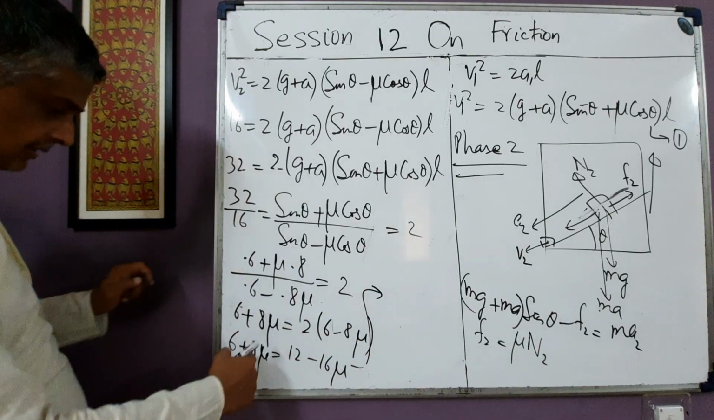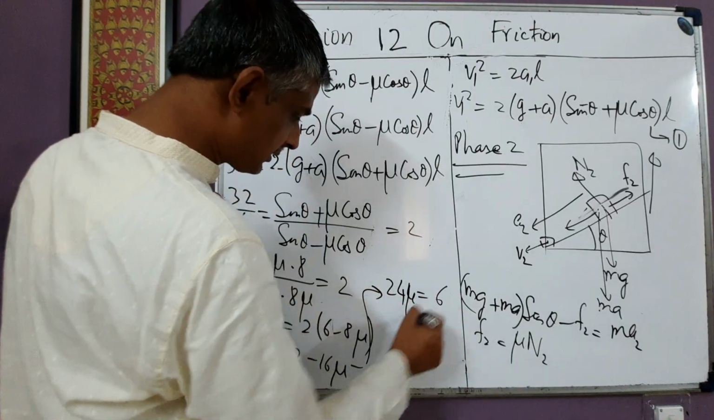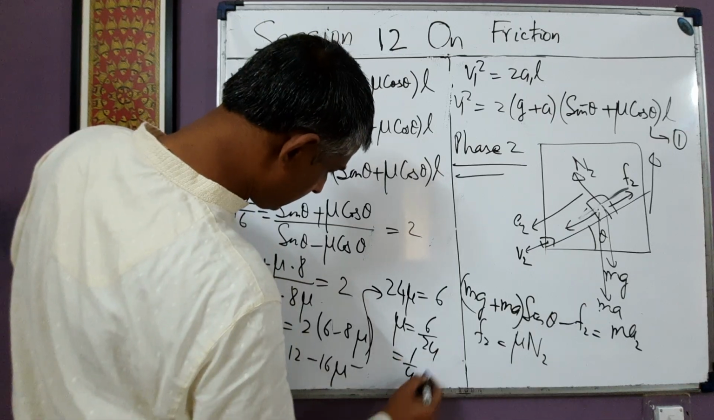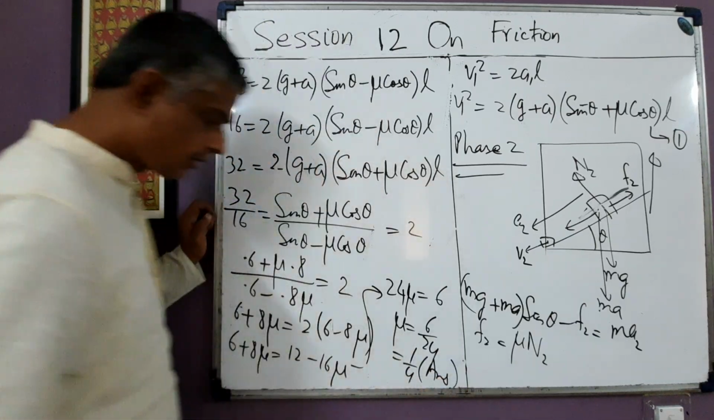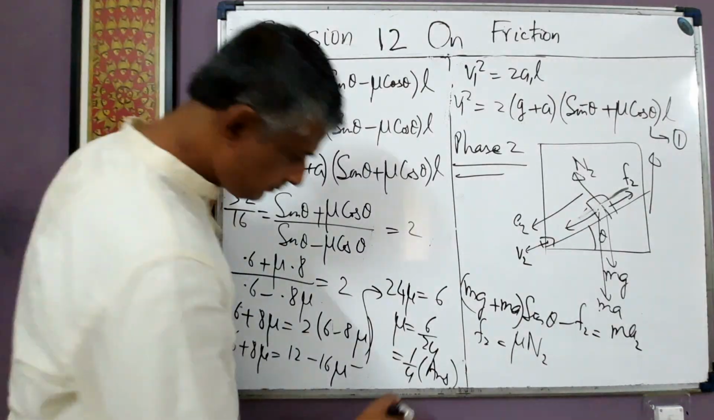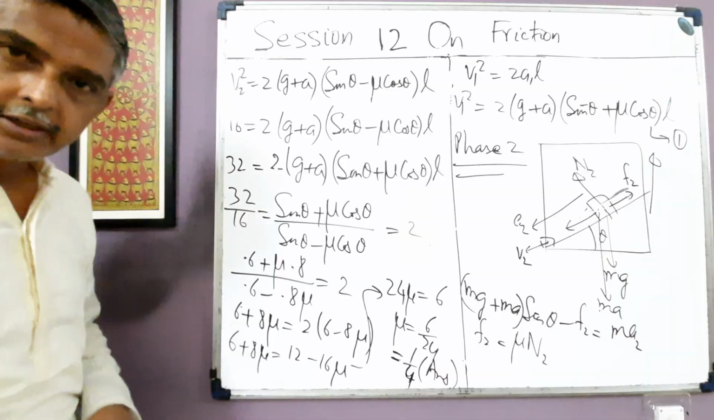So 6 plus 8 mu equals 12 minus 16 mu. So from this I see 16 plus 8 becomes 24. 24 mu is equal to 12 minus 6, which is 6. So mu becomes 6 by 24, that is 1 by 4, which is therefore the one answer. The value of mu turns out to be 1 by 4. One answer I have given.